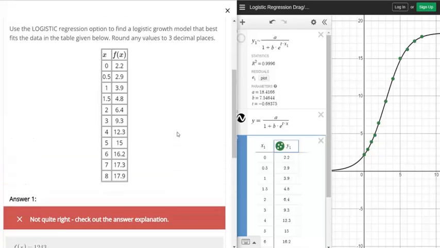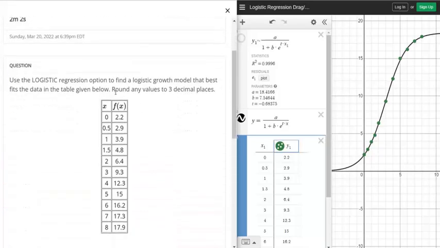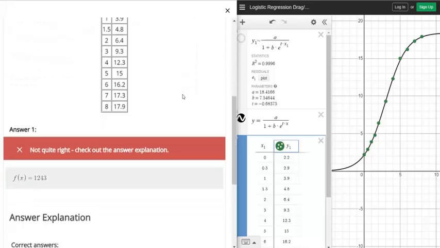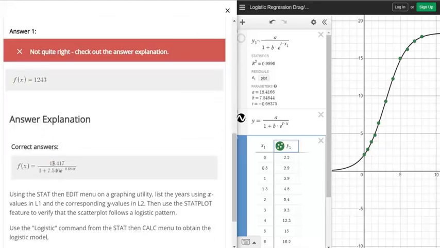So the question is asking you to type in the equation for this one, and then round any decimal values to 3 decimal places. So this is our correct answer down here, because A, according to the equation, is 18.417 when you round to the 3rd decimal place. And then it's always 1 plus B, and B in this case is 7.546 when you round to 3 decimal places. And then the exponent coefficient is negative 0.684. That's what the t value is up here.